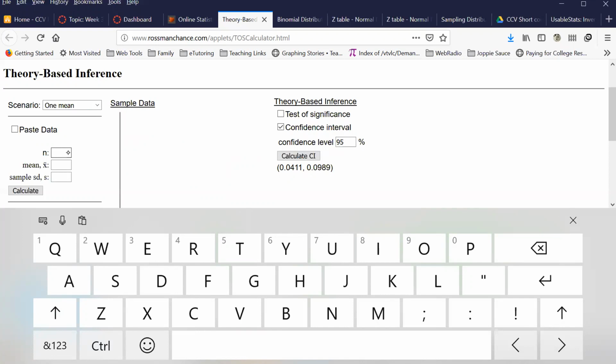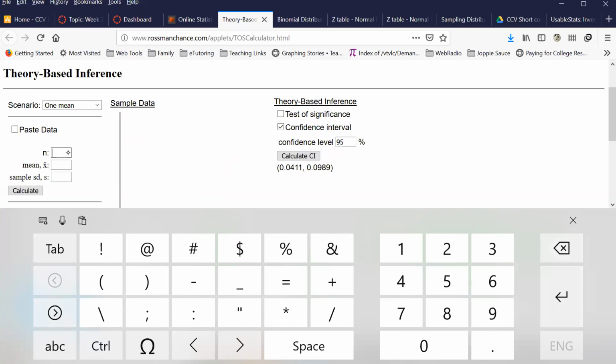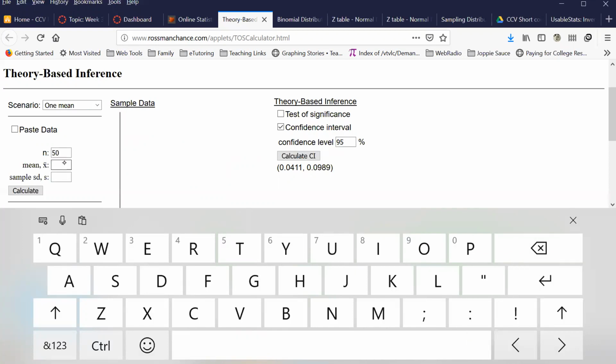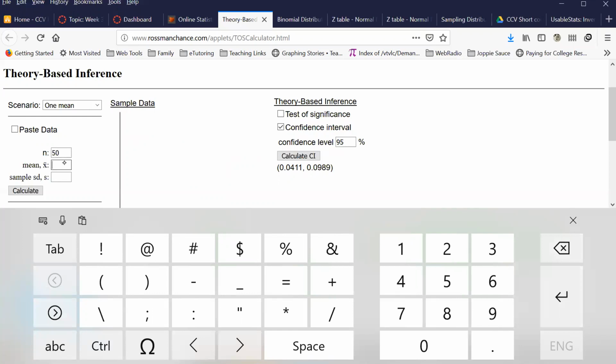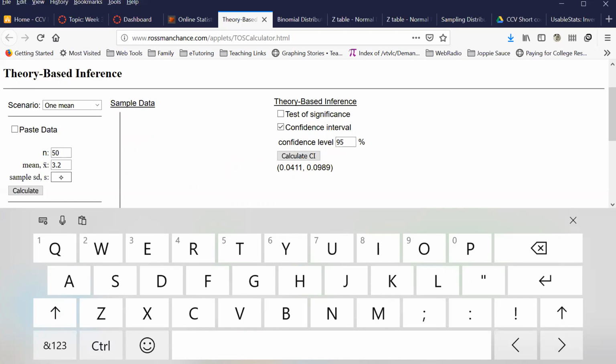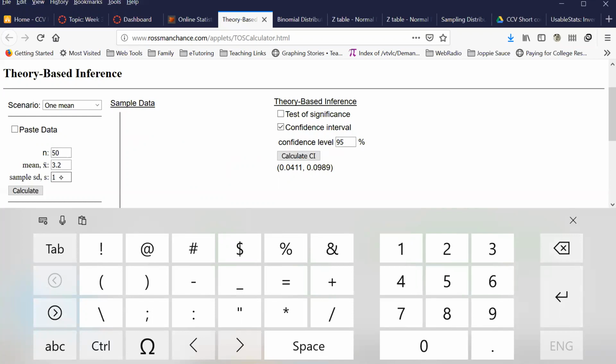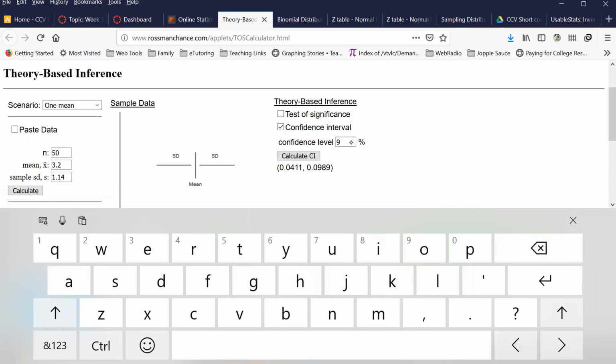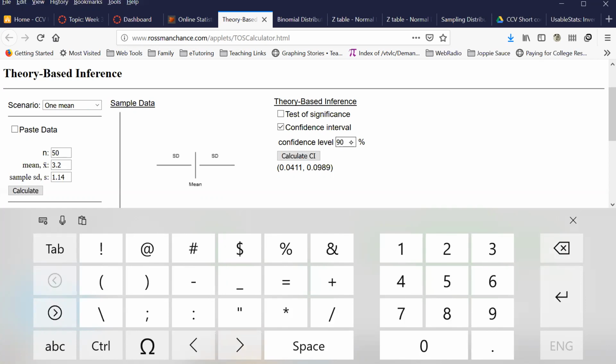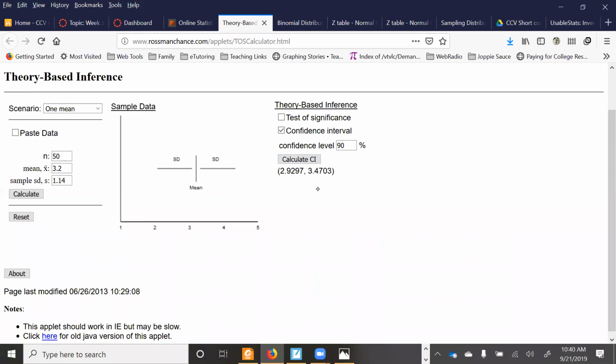There were 50 individuals. The mean time to relief is 3.2. And for our sample standard deviation, we're not going to use the calculated one, we can just give the one that came from the sample. This calculator will do it for us. That's the standard deviation for the sample, not for the sampling distribution. We'll do a 90% confidence interval, because that's what we changed it to. We'll calculate it, and look, that is about what we calculated doing all that work.